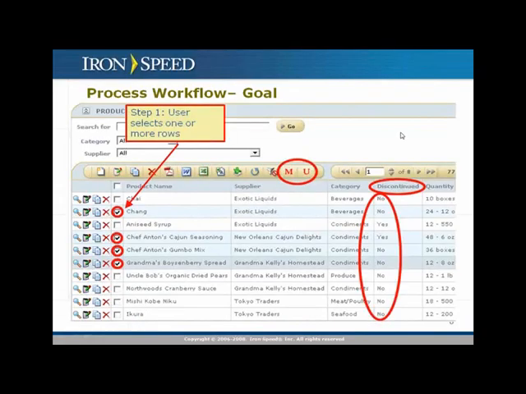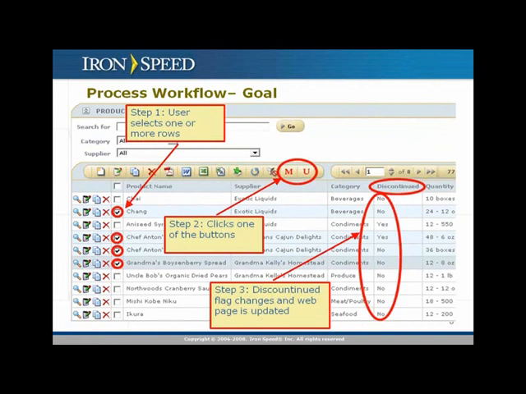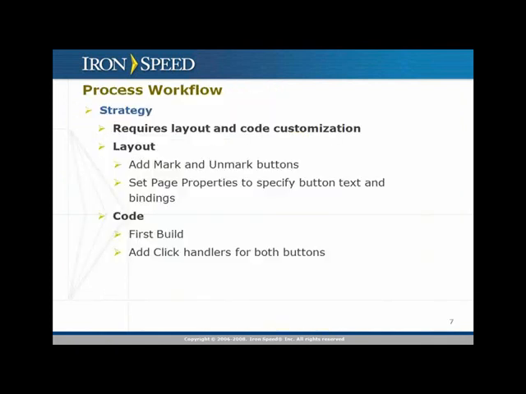So how do we implement something like this? Well, as I mentioned to you, the user selects one or more rows. That's the end user thing that we want. Clicks one of the buttons, and then the discontinued flag changes. So what is our strategy in order to make this change? The first thing that we want to do is make some layout changes, and the second thing we need to do is make some code changes.